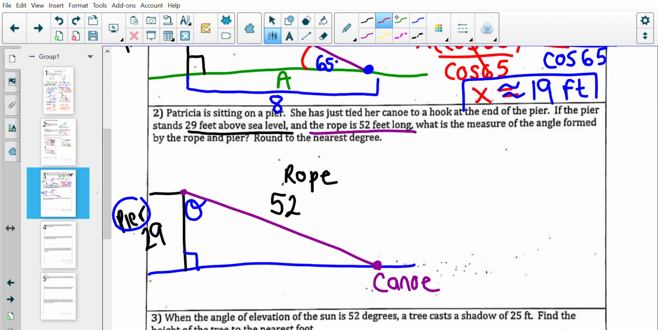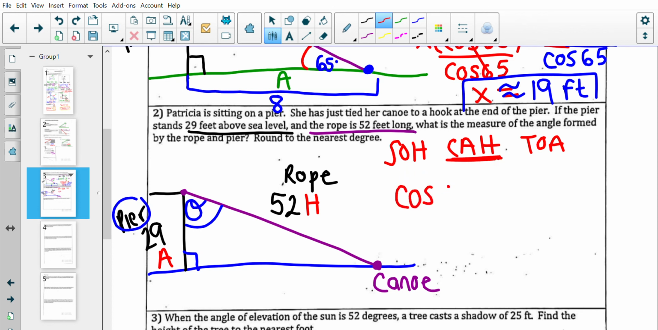So now we want to solve for theta, our unknown angle, and we're going to label everything in reference to theta. We know that 29 is adjacent and 52 is the hypotenuse. So back to SOHCAHTOA. We are going to use A and H, which is cosine. Cosine could never stand alone, so we're going to say cosine theta equals 29 over 52, A over H.